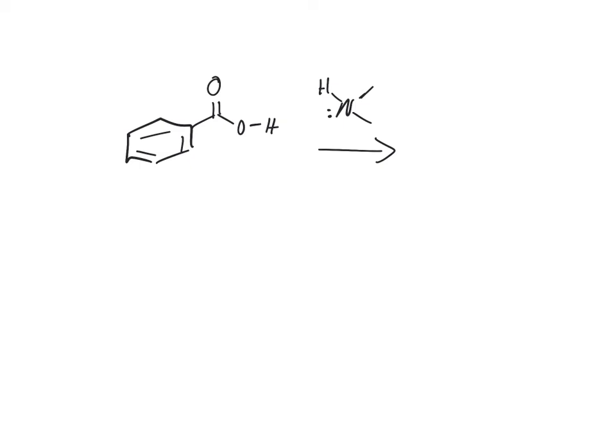Okay, so taking a look at a carboxylic acid reacting with an amine. The first thing that's going to happen is the carboxylic acid is, of course, an acid, and the amines are actually really good bases, so they're electron rich. So the amine is going to deprotonate the carboxylic acid. That's always going to be the first step.